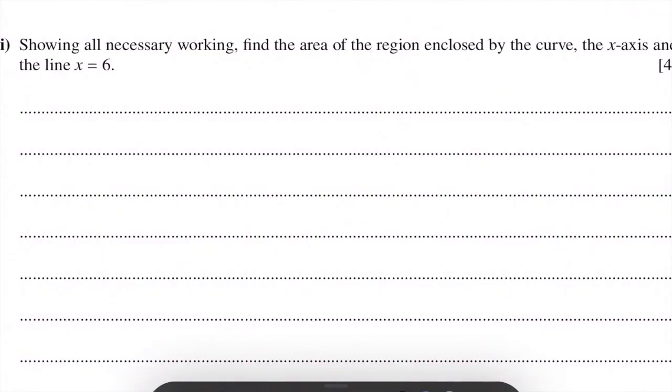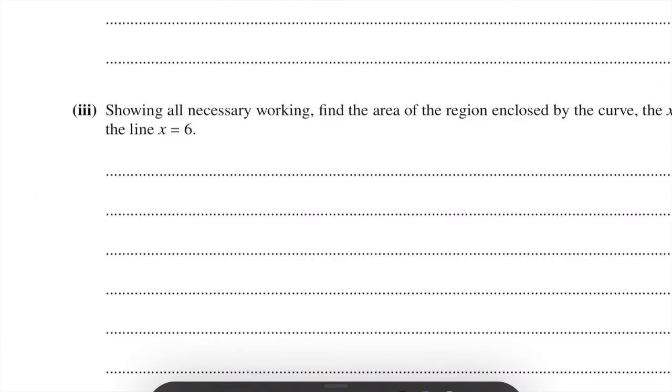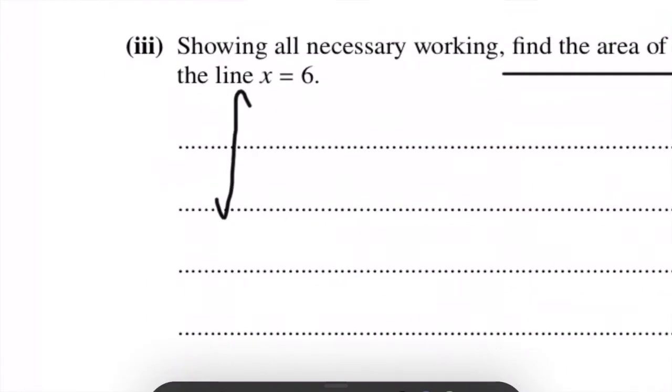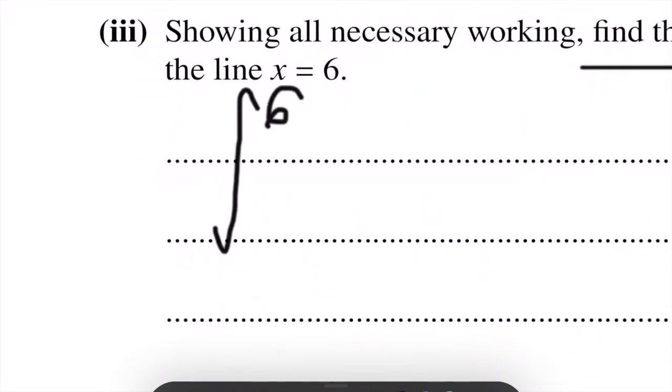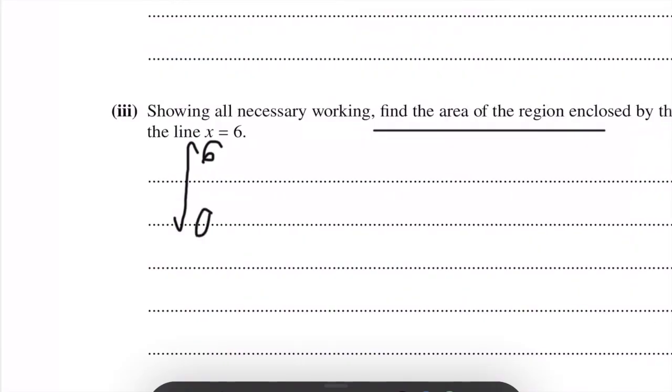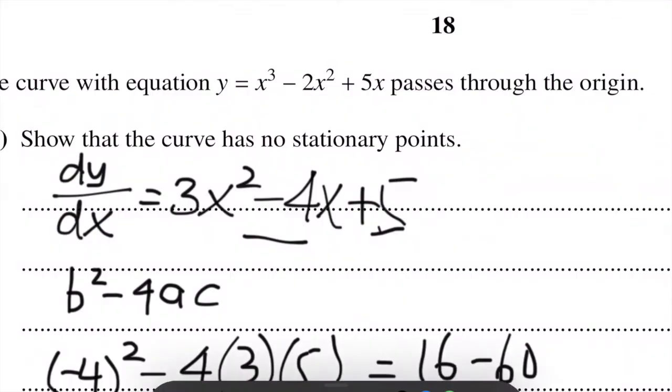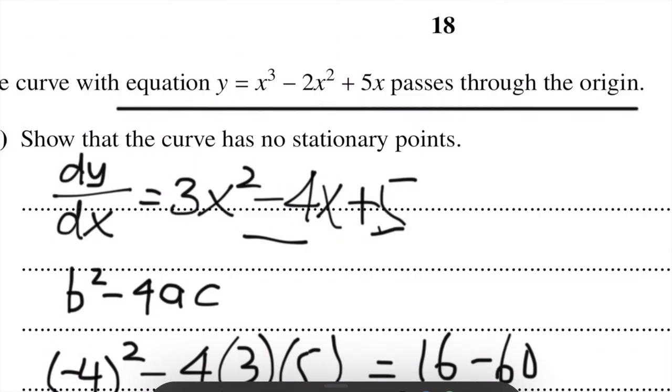Showing all necessary working, find the area of the region enclosed by the curve, the x-axis, and the line x equals 6. In order to find the area of the region, you need to integrate the equation. Now your limits will be 6, because there's a line x equals 6, and 0. It's 0 because the equation passes through the origin, which is 0, 0.